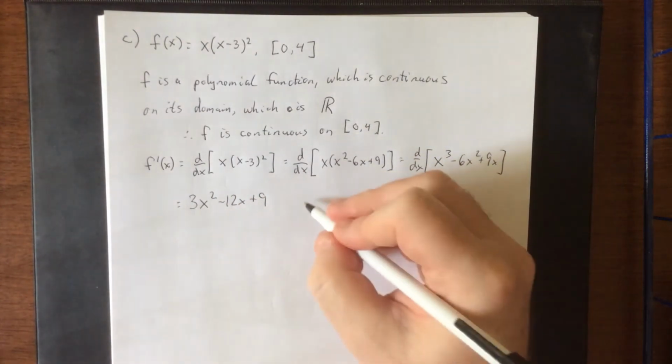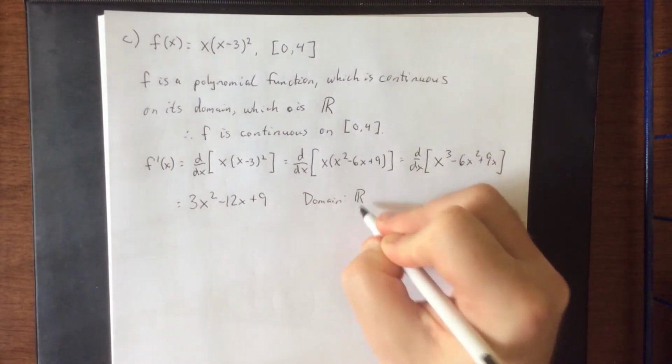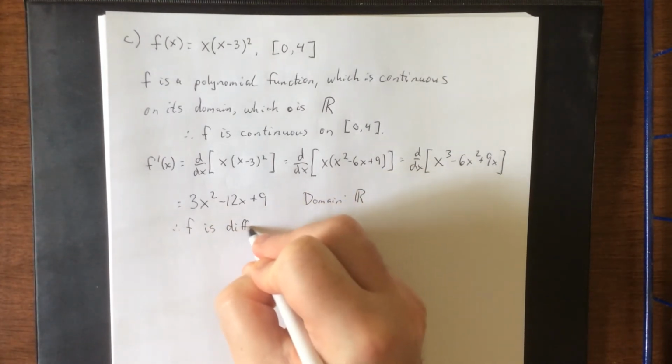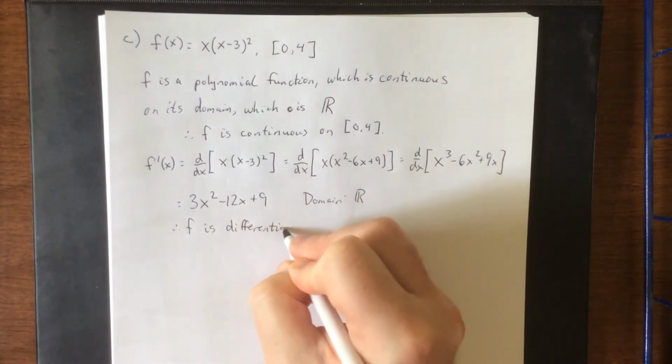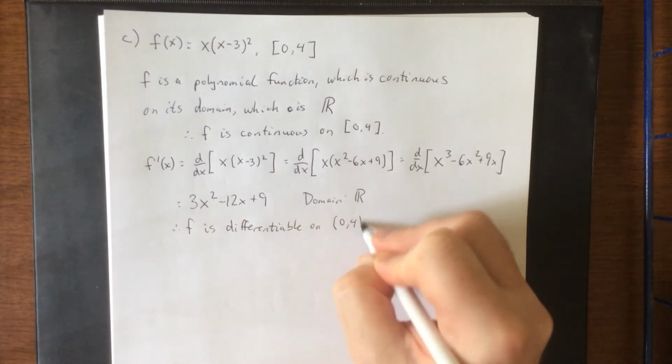Now this is still a polynomial function. That polynomial function still has a domain of all real numbers. Therefore, we can conclude that f is differentiable on the open interval from 0 to 4.